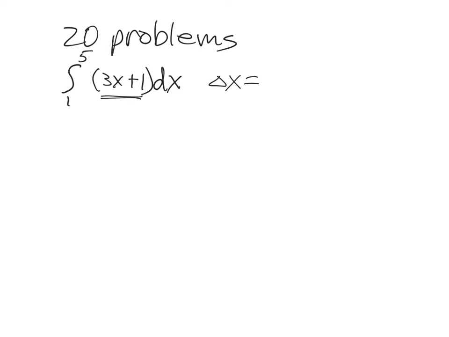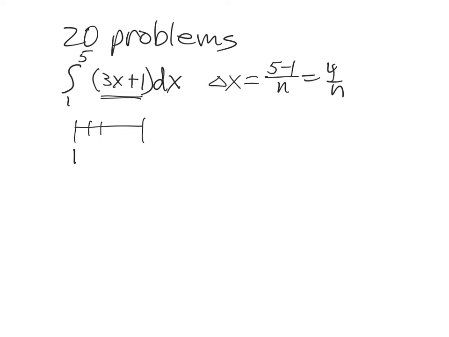That's going to be what? Oh, 4 over n. Okay, right. b minus a over n, so 4 over n. Yeah, that's a 4. Okay. Then, what I would do, we need to figure out what our x sub i is.